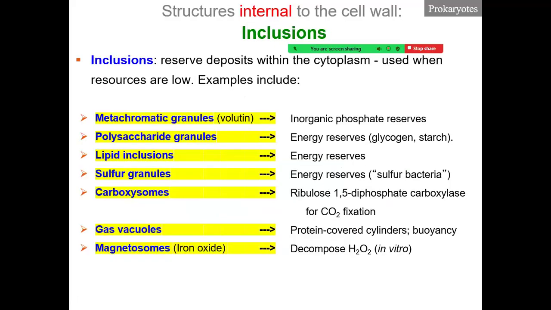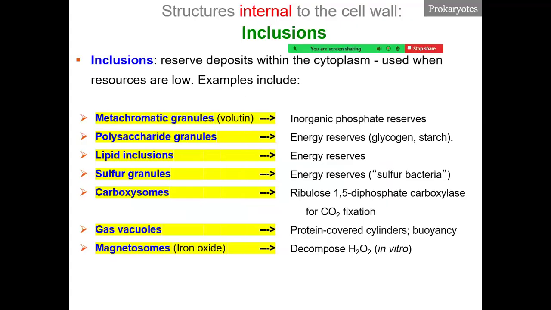Inclusions, remember, are reserve deposits within the cytoplasm. It's material the cell is accumulating. When the material becomes so concentrated that it begins precipitating out of solution, then we call it an inclusion. So you have a solid mass of material the cell is accumulating. Because there are so many molecules, it can no longer be suspended in solution, and so it precipitates out.